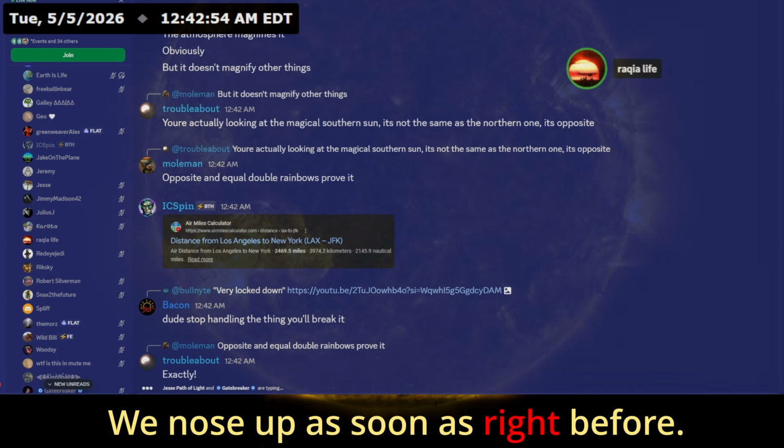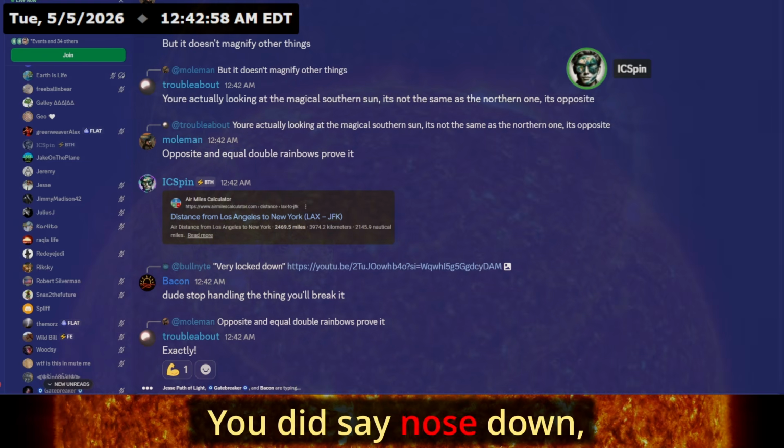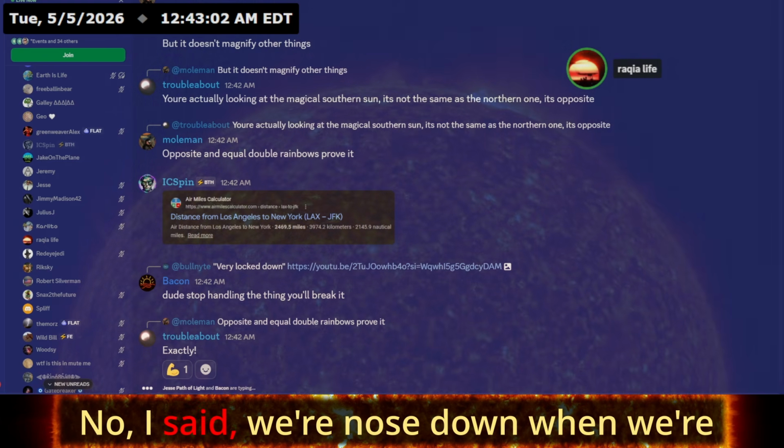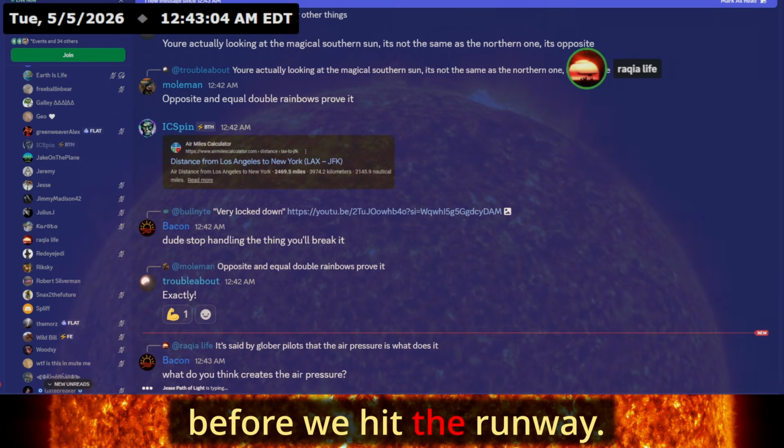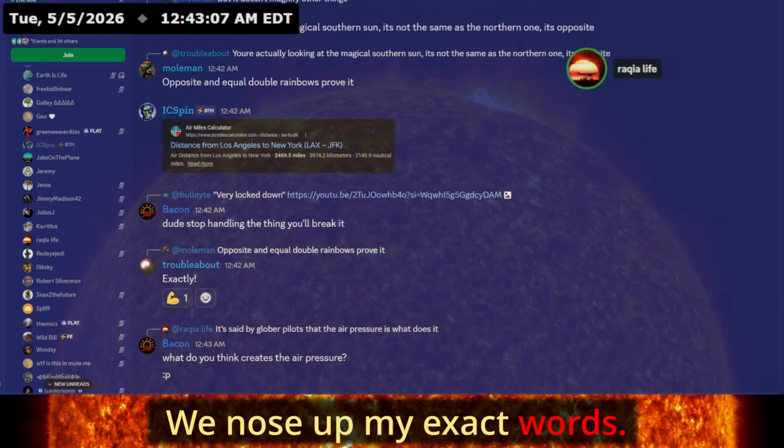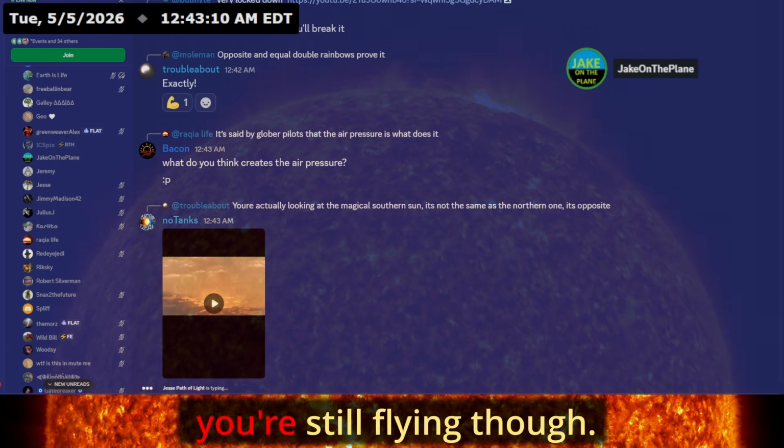We nose up right before... Do y'all not listen? You did say nose down, but you might have misspoke. No, I said we're nose down when we're descending. Right before we hit the runway, we nose up. My exact words. Right, and yet you're still flying though.